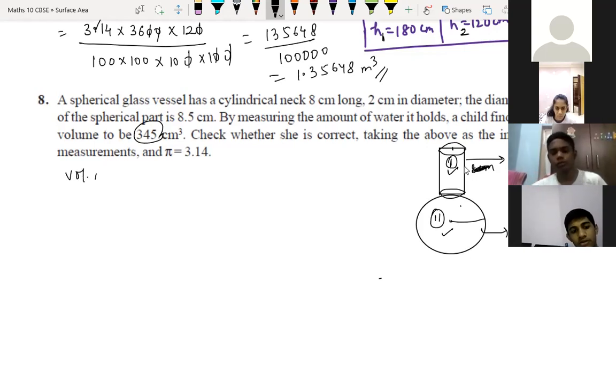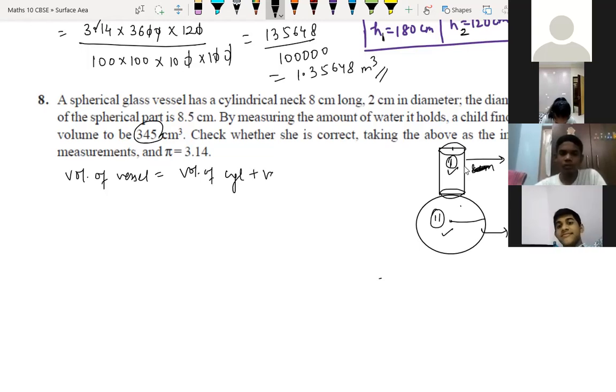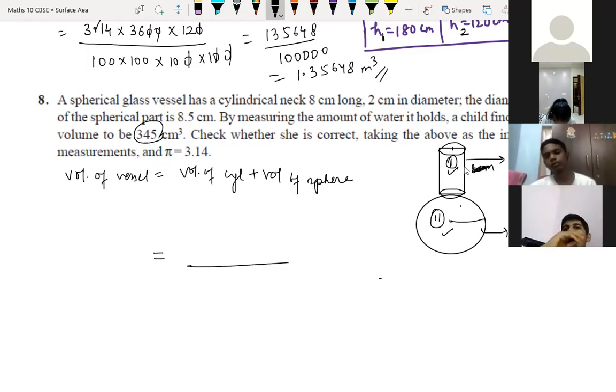So volume of what? What is this? Glass vessel. Cylindrical part, whole thing you write. Volume of vessel is equal to volume of cylinder plus volume of sphere. You just add from your side and check whether it's correct or not. Okay, so I'll move to the next exercise.